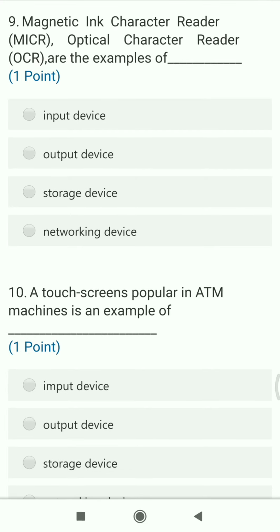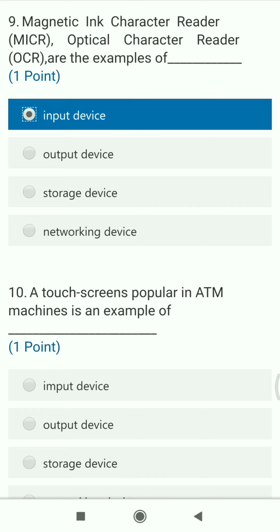Magnetic ink character reader, that is MICR, and optical character reader, that is OCR, are examples of dash. The options are input device, output device, storage device, networking device. A magnetic ink character reader or any type of card reader is an example of an input device.